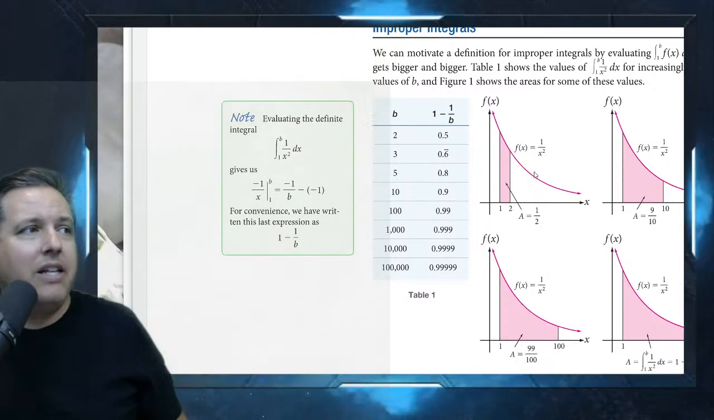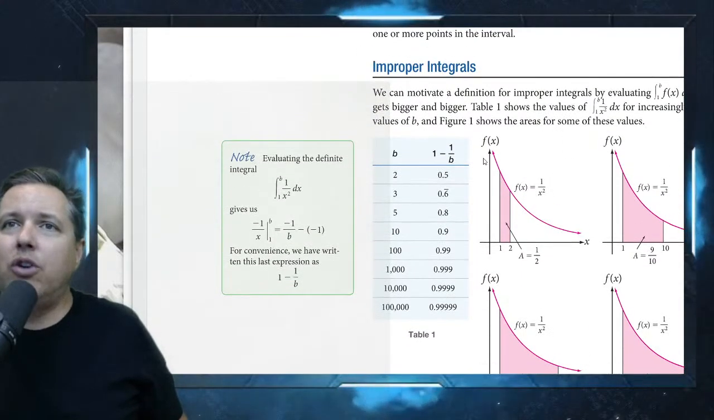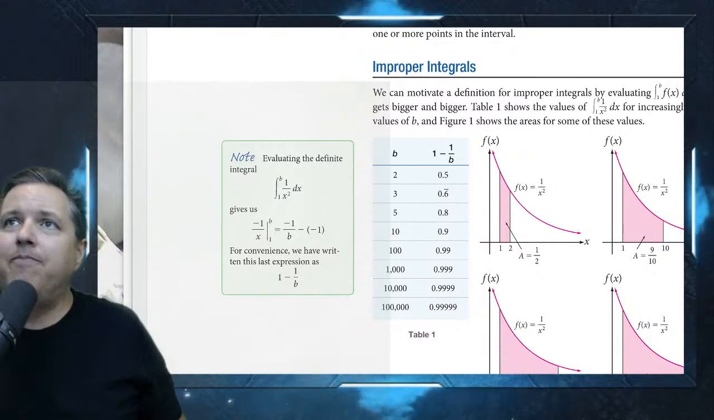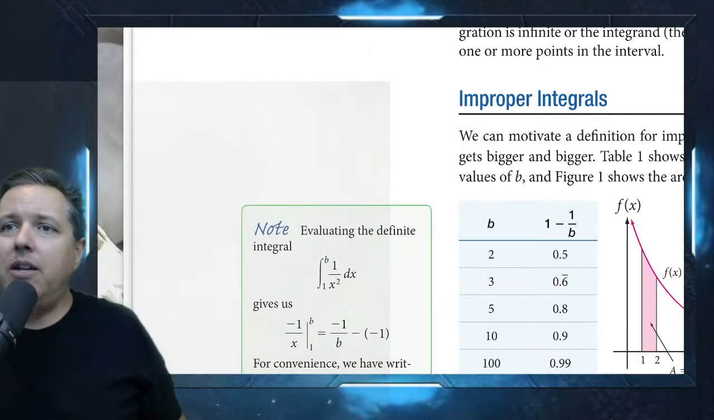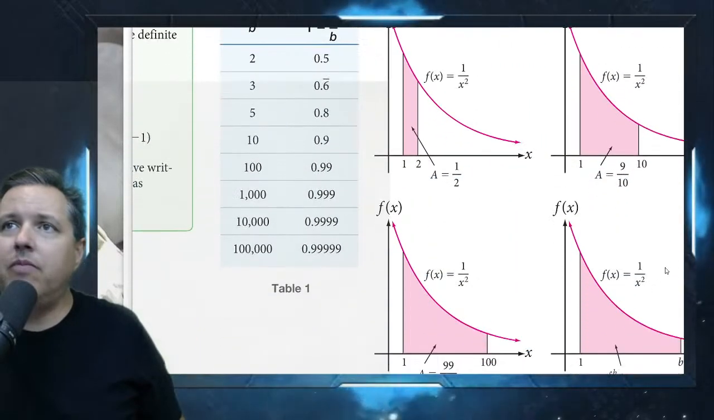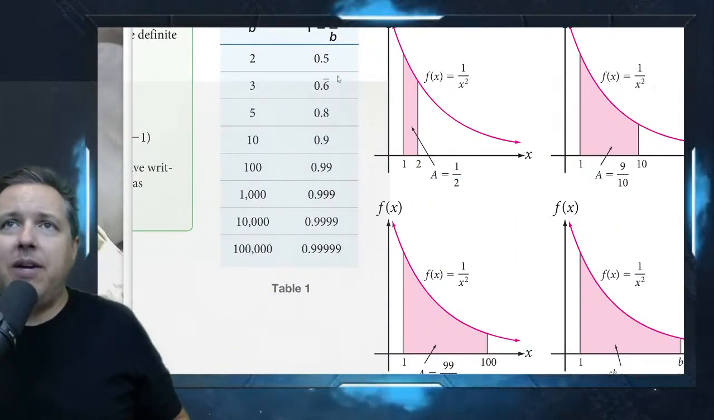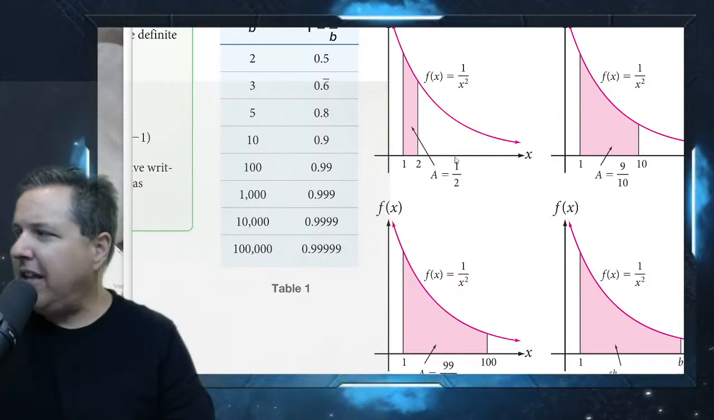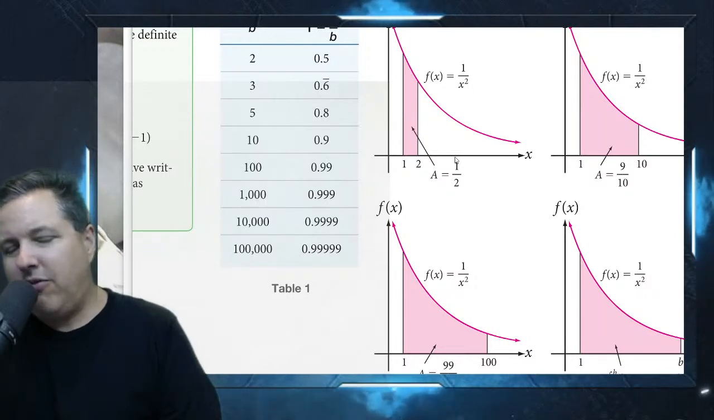So here's the idea. We're looking at 1 over x squared, and we want to look at the interval starting at 1 and then going to infinity. So if we zoom in here a little bit, we can start off by saying, well, instead of going all the way from 1 to infinity, because we don't know how to deal with infinity, right?